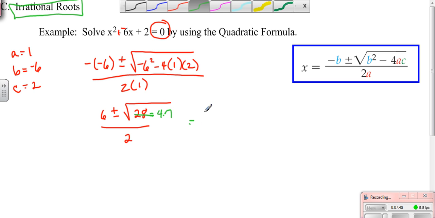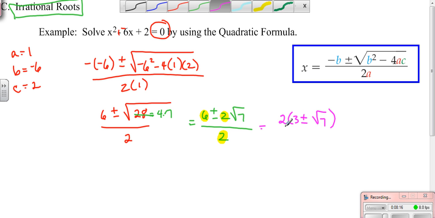And so I have 6 plus or minus the square root of 4, which is 2. 7 is my leftover. That's review from last chapter, all over 2. But math grammar: I see that all three of those numbers have a common factor of 2, so I'm going to factor that out by dividing by the greatest common factor.